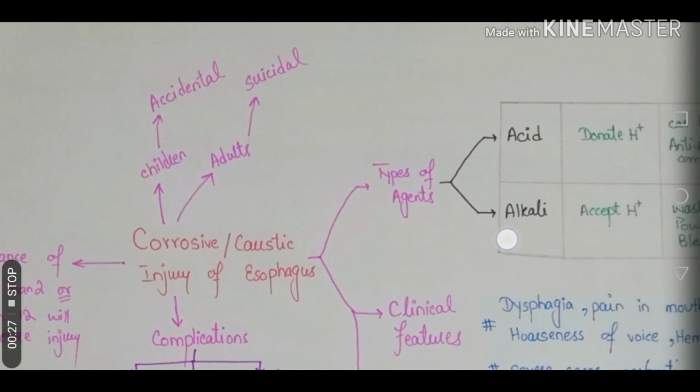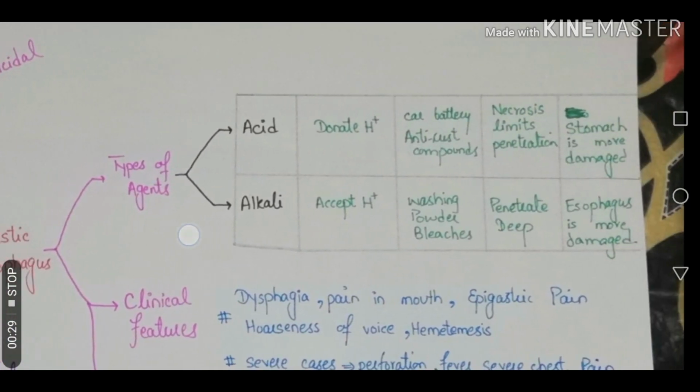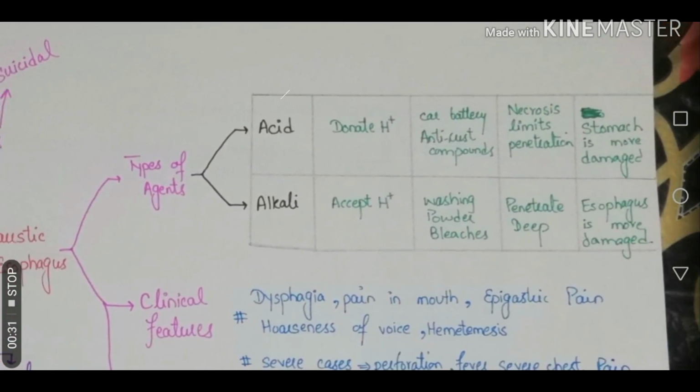Now, what type of agents are there? There are two types of agents, an acid and an alkali. Acid works by donating protons, alkali works by accepting protons. Acid is present in carpet cleaners and anti-rust compounds, whereas alkali is present in washing powder and bleaches. Acid works by causing necrosis, but this necrosis is limited, so there is no deeper penetration of acid.